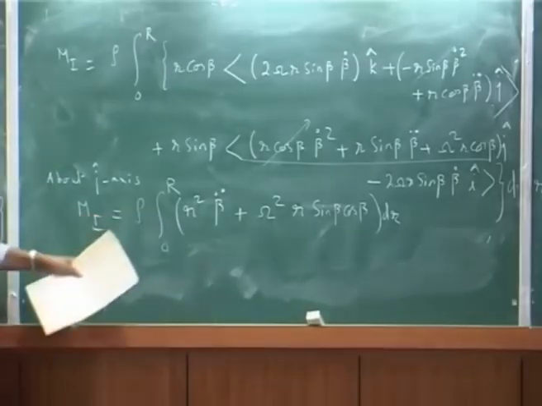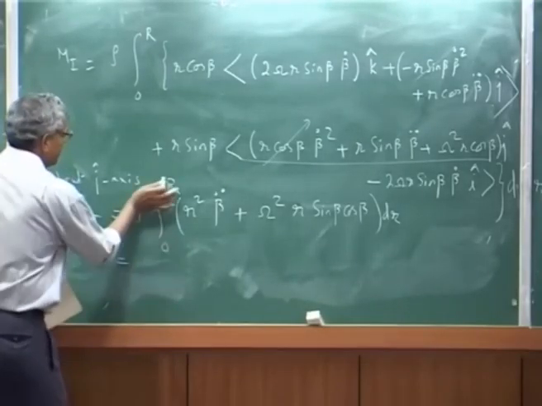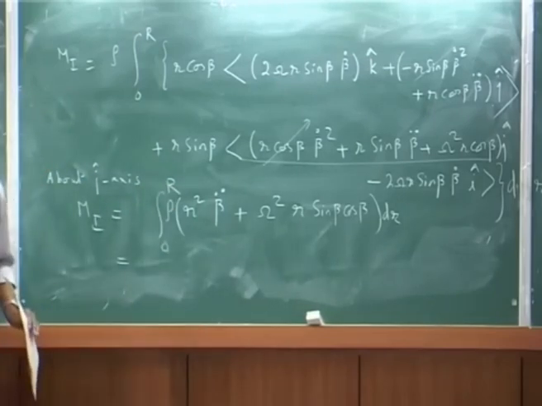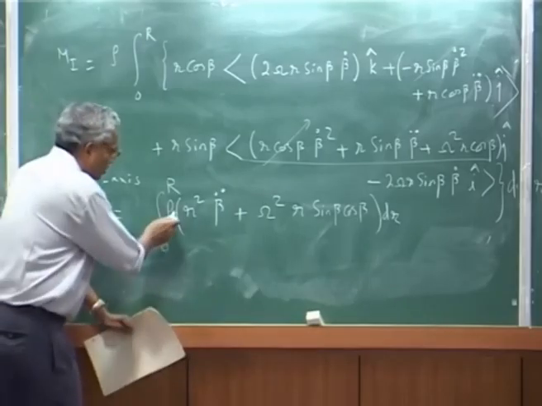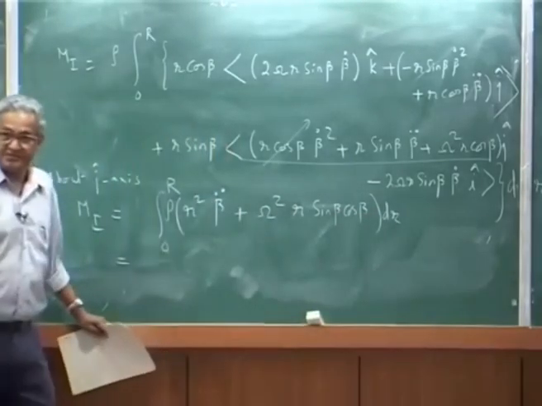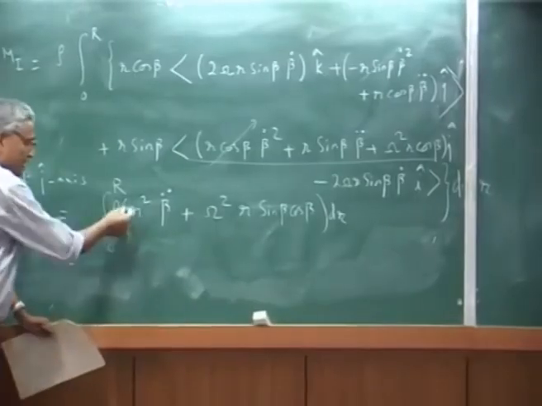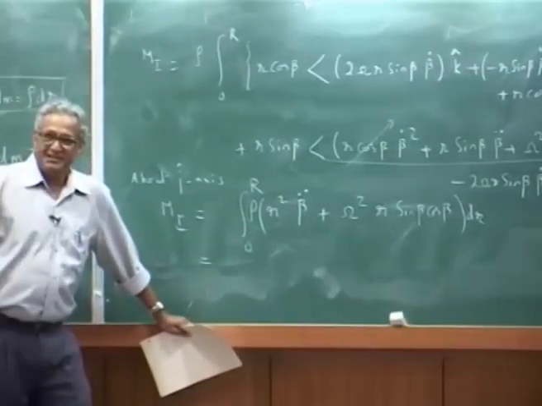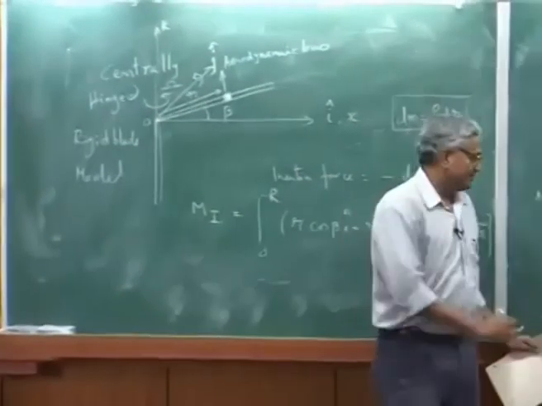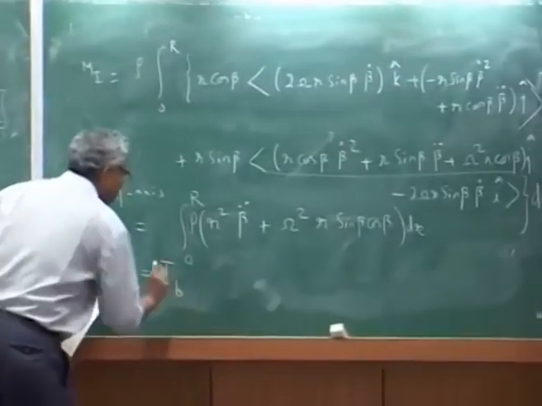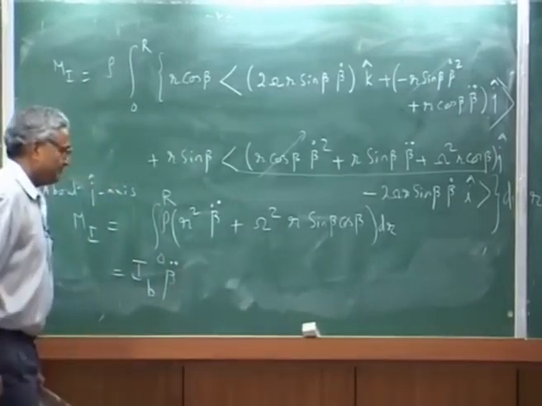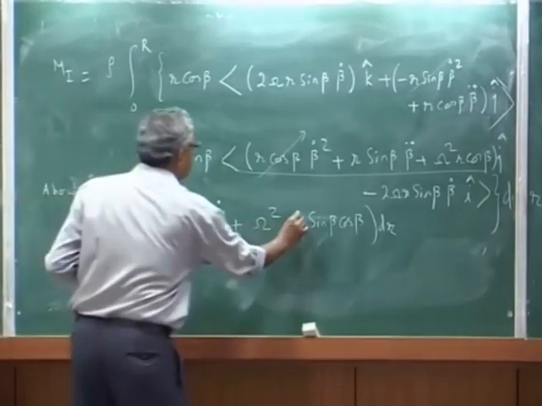Which you can now write as, the density I have taken out; it can be inside or outside, it doesn't matter, we can put it inside also if the mass varies along the blade. rho dr is the mass per unit length, into r square. That is basically the mass moment of inertia about the pin point. I will call it IB, beta double dot. Oh, here also one r square is there, right?